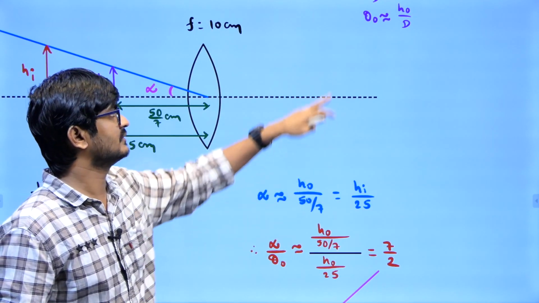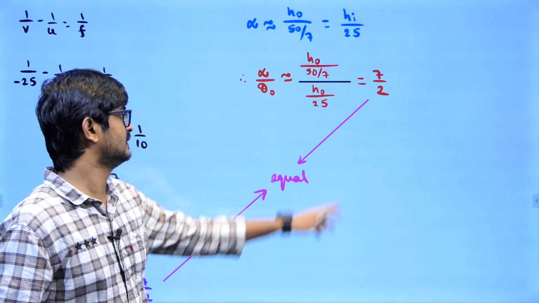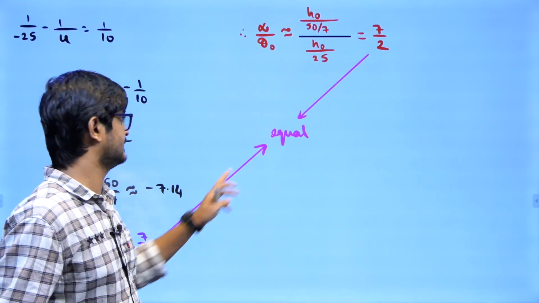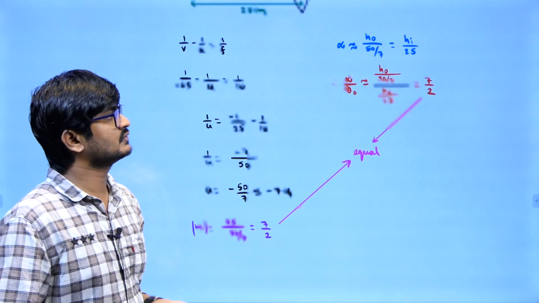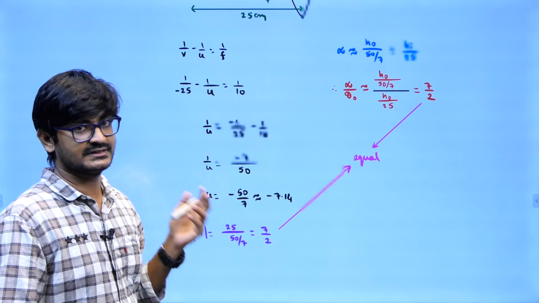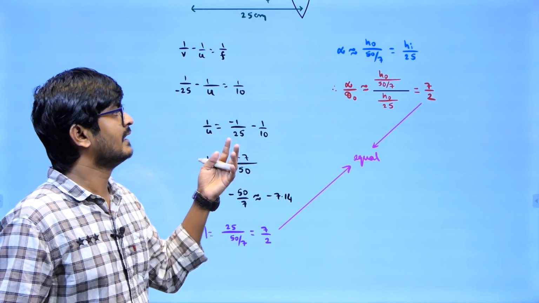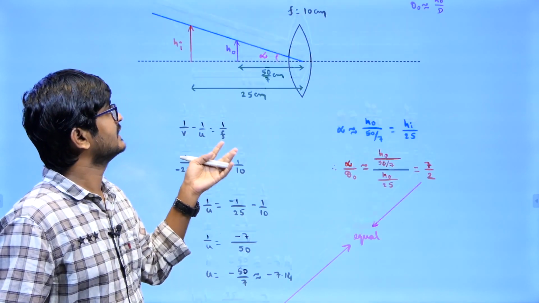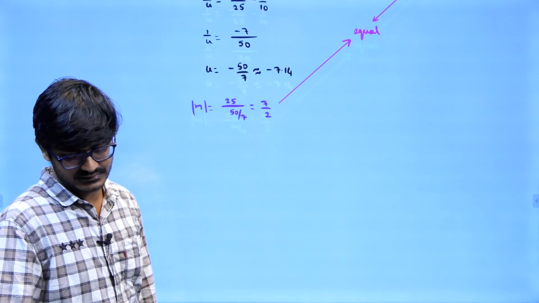I will be using this one because h0 will get cancelled. When I do that, I will be getting 7 by 2. So in this particular case they are equal. Now if you do it with values, you won't be finding in which case it will be equal and in which case it will not be equal. But if you do the derivation without values, then you will understand that it will be equal only in this particular case, when the image is forming at a distance 25, right?